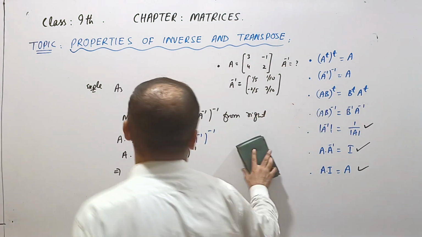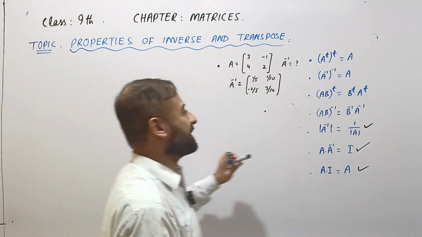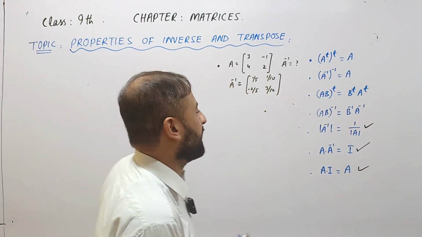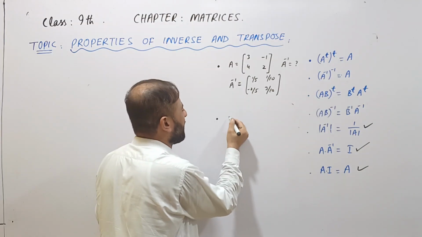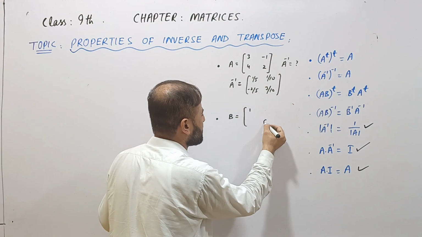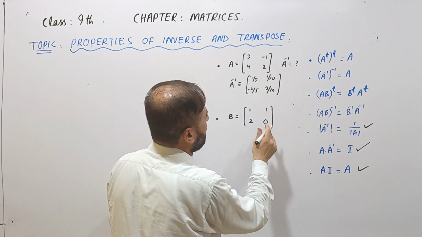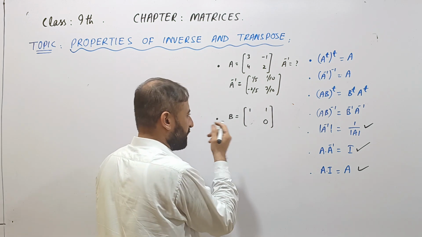Okay, students, now let's discuss this property. A B whole inverse is equal to B inverse A inverse. Students, I take a very simple matrix so that its determinant is, for example, my students.